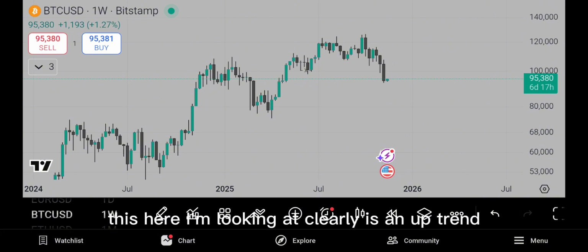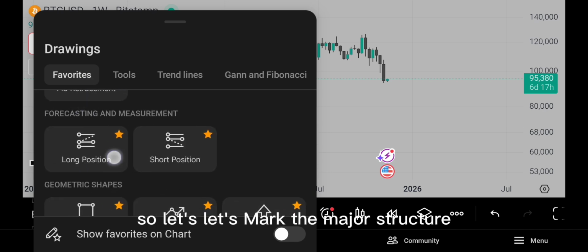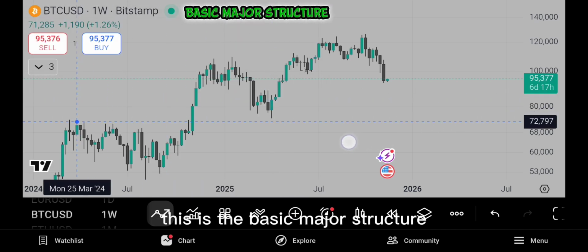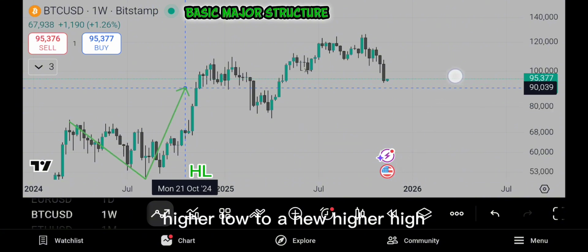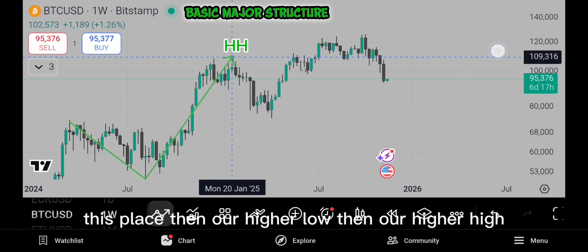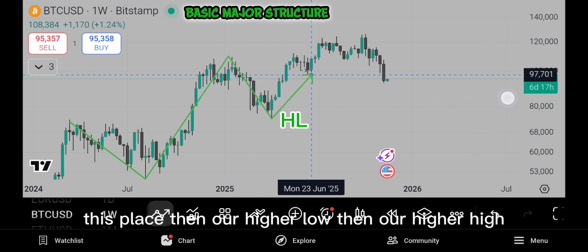This here I'm looking at clearly is an uptrend. So let's mark the major structure. This is the basic major structure. Let's take from this high to this higher low to a new higher high. Where is going to be our higher high? This place. Then our higher low, then our higher high.